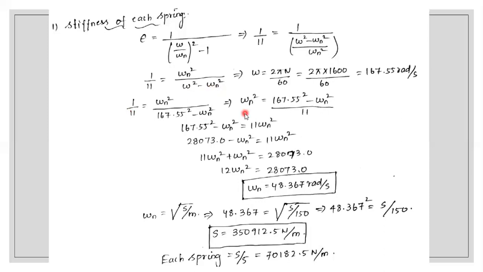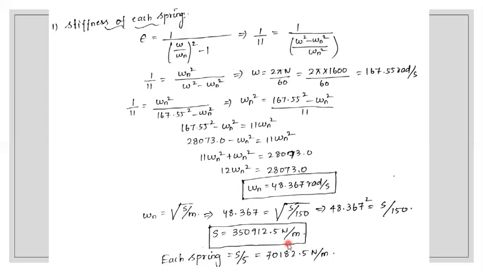So keep omega n as the reference here and reduce the equation, and when we reduce it, we will get omega n as 48.367. Next, omega n is root of s by m. We got omega n as 48.36, and the mass we know, so we can easily calculate the stiffness. But this is the combined stiffness.